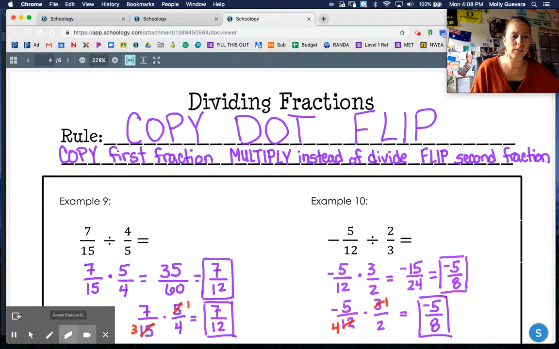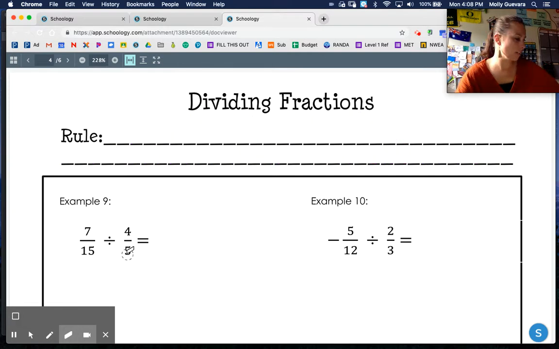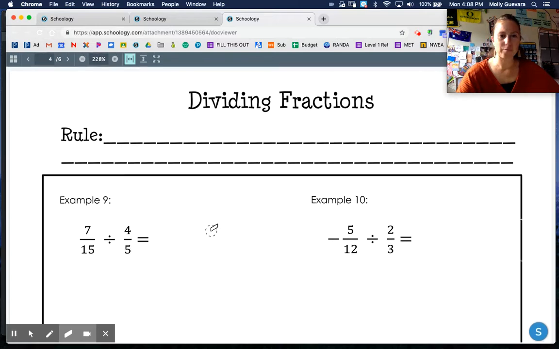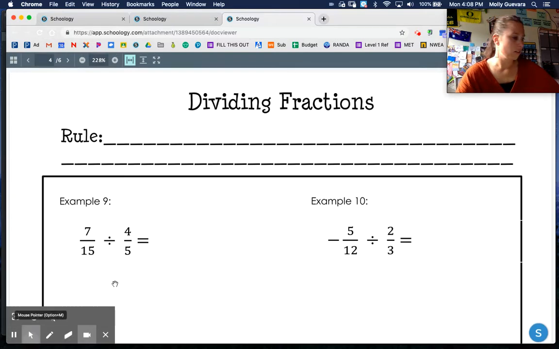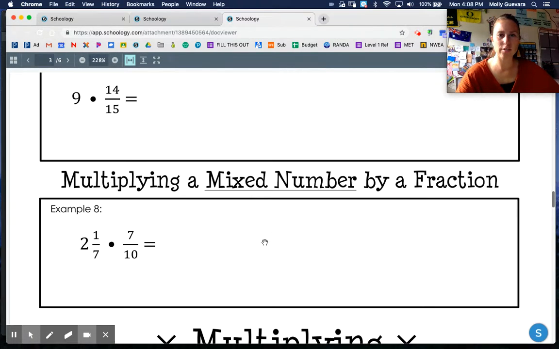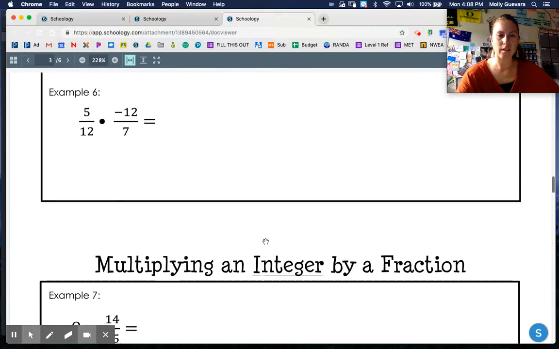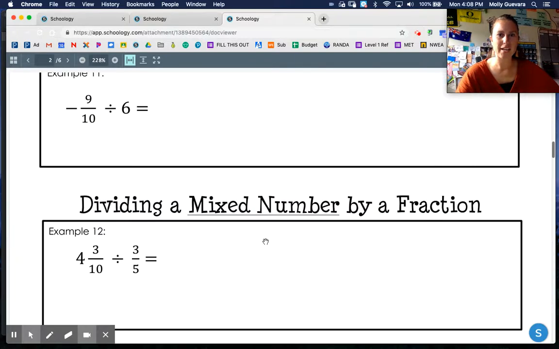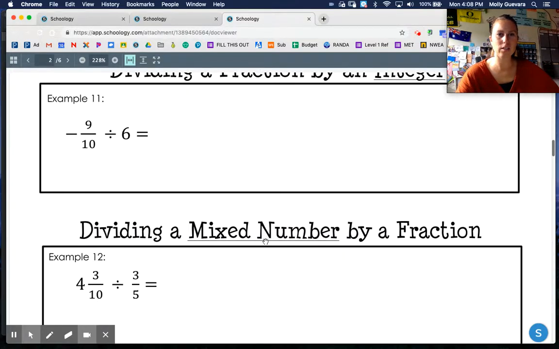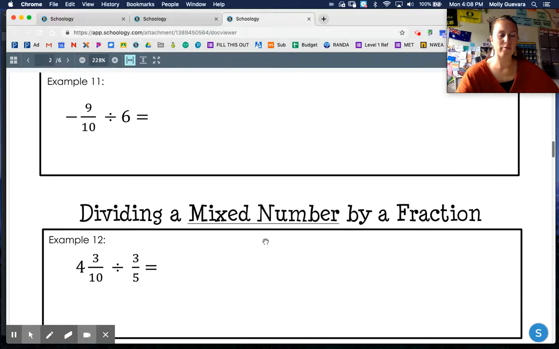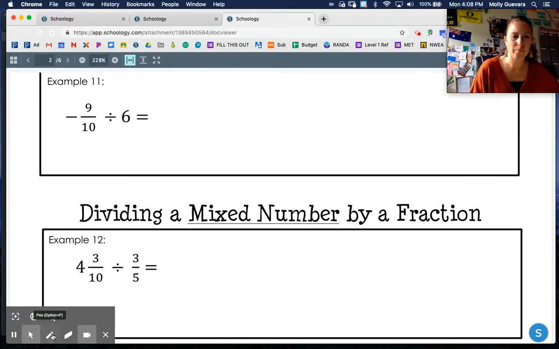So what we're going to do, the second half of that page is dividing a fraction by an integer. Just gotta find it. Dividing a fraction by an integer, and then also dividing a mixed number by a fraction. So similar to what we did for multiplying. Okay, so same thing here.